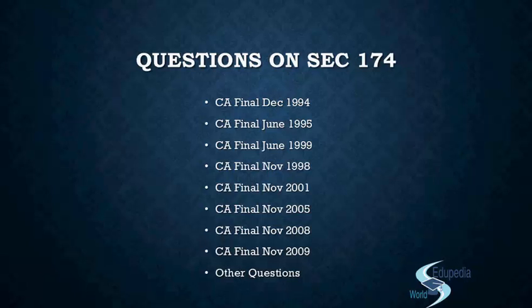So in December 1994 and then in June 1999, you were asked a very simple question as to what is the required quorum for holding a board meeting. So you'll have to say either we'll have 1/3 of the total strength or 2 directors, whichever is higher. That is all that you have to answer over there, right?